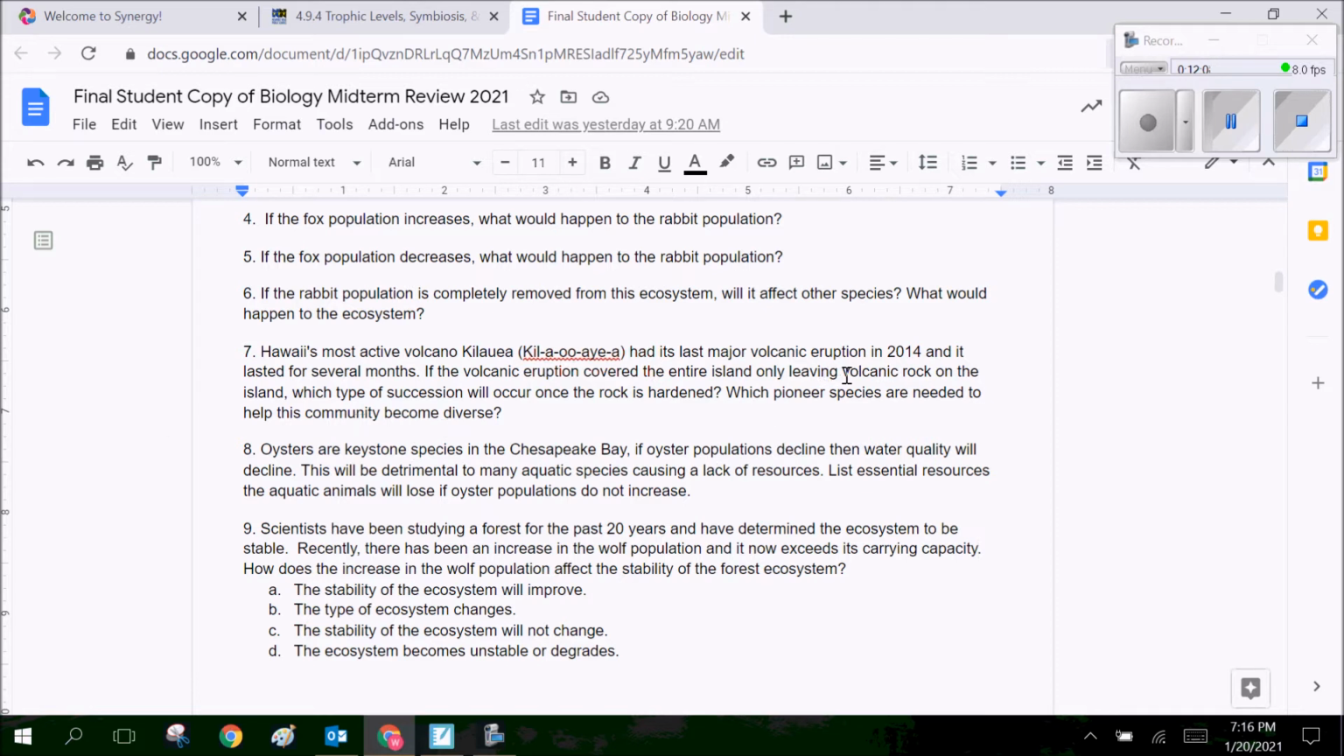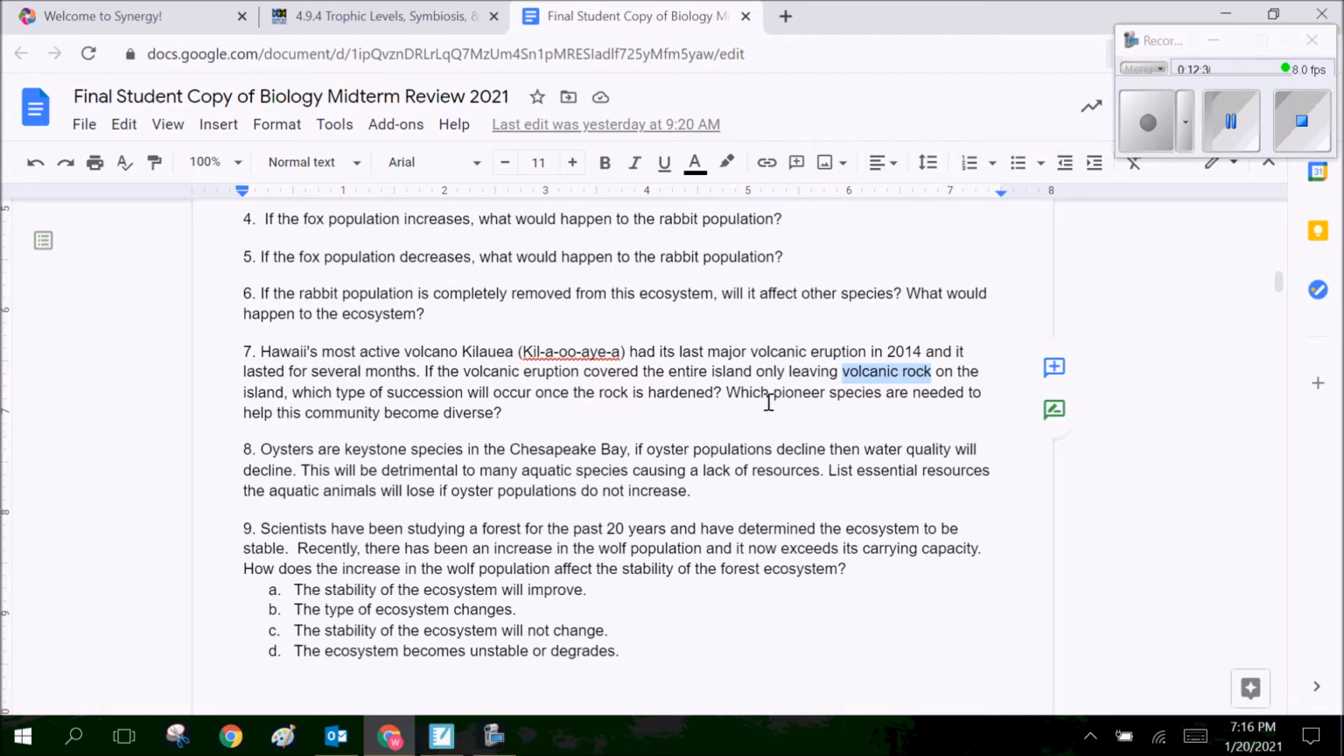Okay, so volcanic rock: if it's starting from rock, no matter what happens, it's primary. I know you might be confused because you're like, well, the volcano is a natural disaster and it killed everything, it should be secondary. Well, the rock is a big thing. If you have no soil, it can't be secondary, even if there was some natural disaster that caused that. So you have to have soil to be secondary. Primary is when you start with rock. So primary is the type of succession.